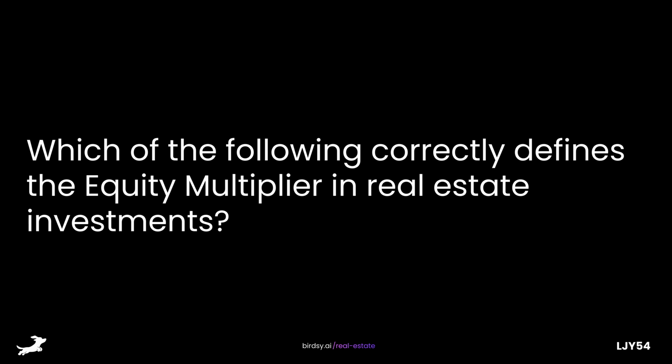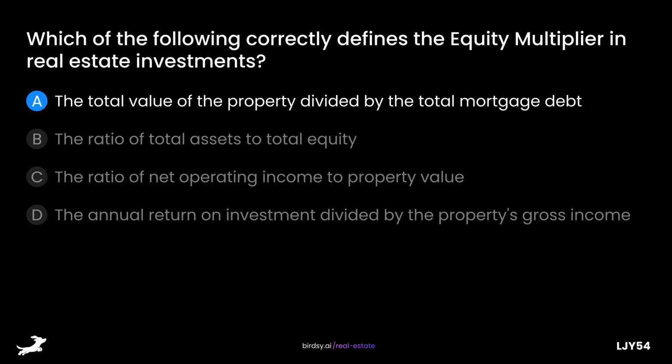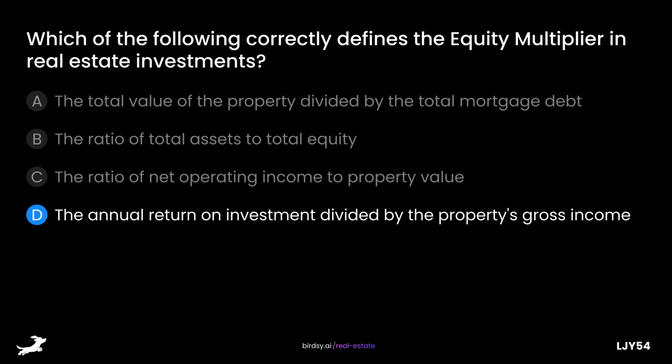Which of the following correctly defines the equity multiplier in real estate investments? Is it A, the total value of the property divided by the total mortgage debt? B, the ratio of total assets to total equity? C, the ratio of net operating income to property value? Or D, the annual return on investment divided by the property's gross income?